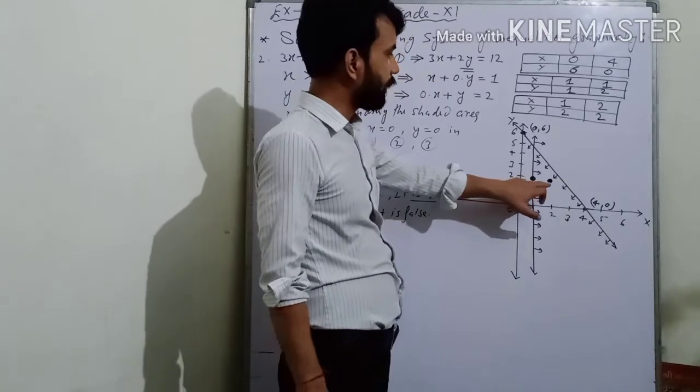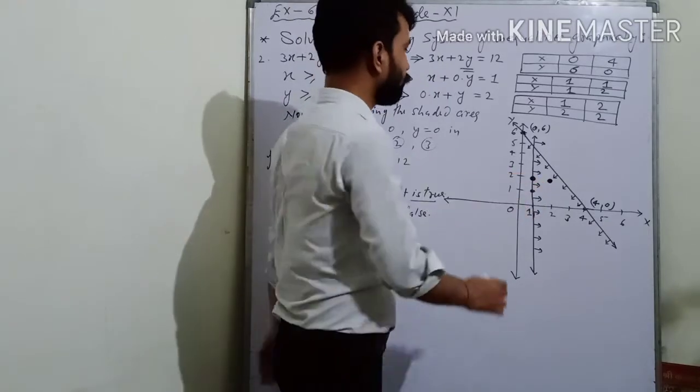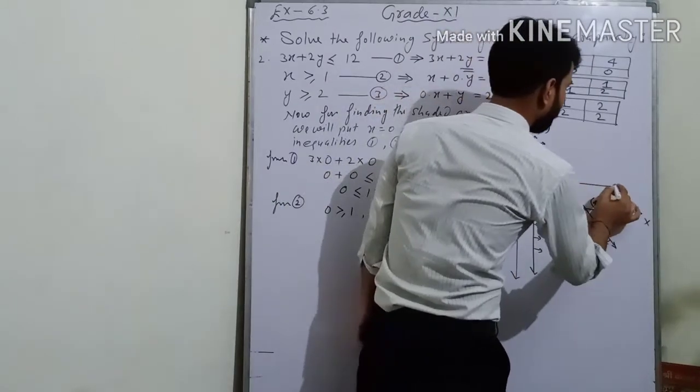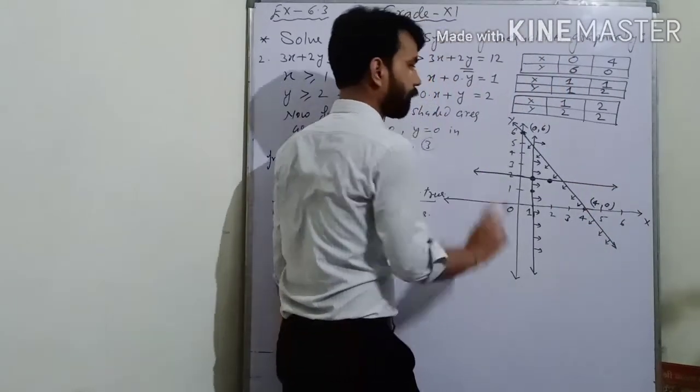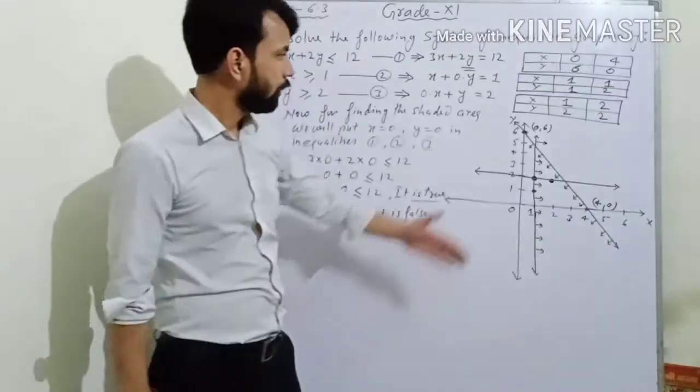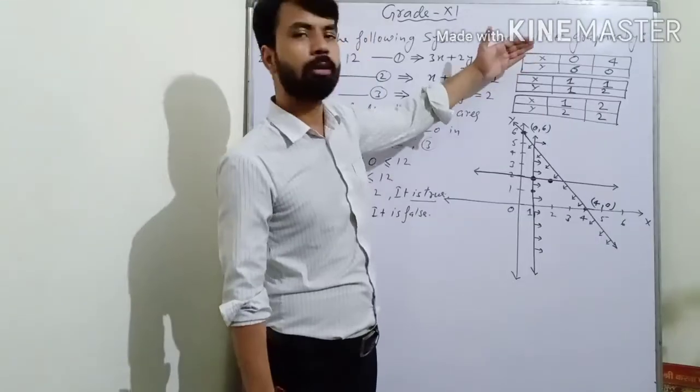Now there are 2 points, this and this. We will have to join them with a regular line like this. Clear? Now, is the shaded region towards the origin or away from the origin?